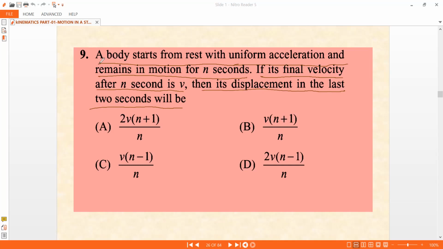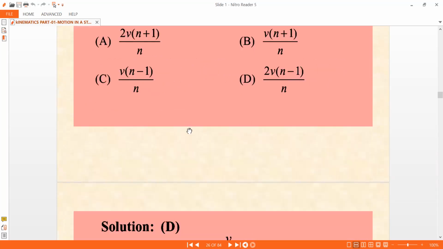So once again, I'll read. A body starts from rest, so that means u is equal to 0, with uniform acceleration, so a is constant, and remains in motion for n seconds. So it traveled for n seconds. If its final velocity after completion of n seconds is v, then what will be its displacement in the last 2 seconds? That is the calculation we have to do. Now let us see how to calculate this.